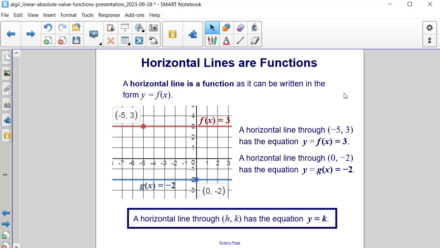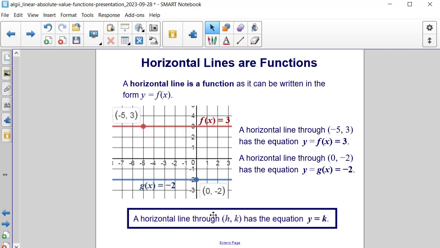A horizontal line is a function as it can be written in the form y is equal to f of x. A horizontal line through the point (-5, 3) can be written as y equals 3 or f of x equals 3. Similarly, a horizontal line through the point (0, -2) has the equation y is equal to -2, which can also be rewritten as g of x equals -2.